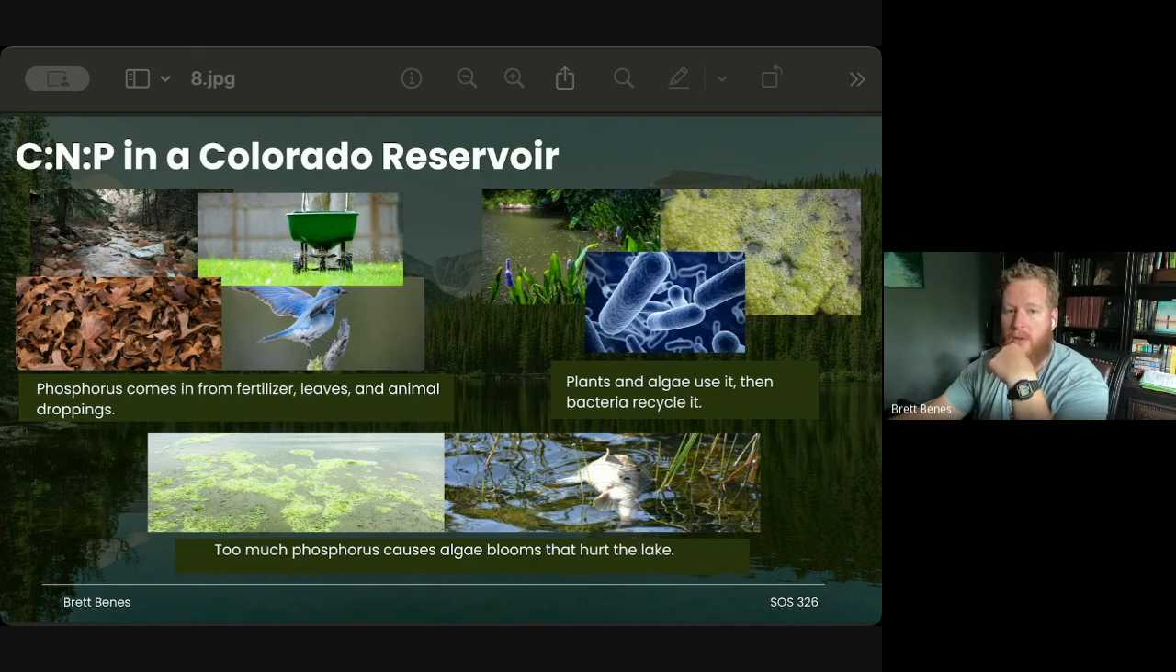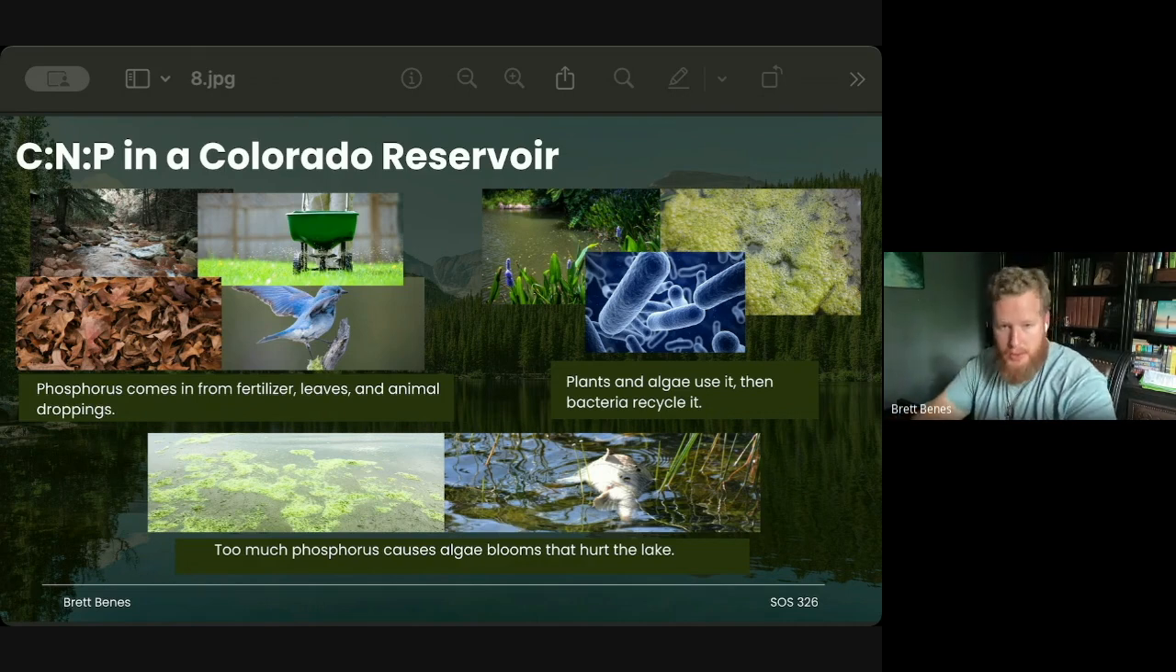In this video, we're going to talk about how phosphorus moved through Johnson Reservoir, which is a real lake in Colorado, but I changed the name for security reasons. We'll look at where the phosphorus comes from, how it's used by living things, how it affects the living ecosystem, and where it goes after it leaves the ecosystem.